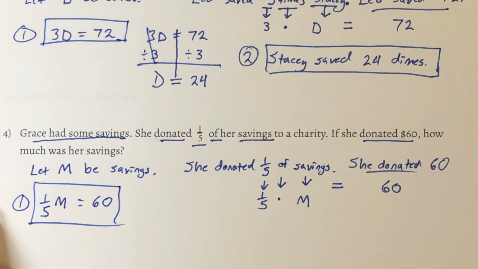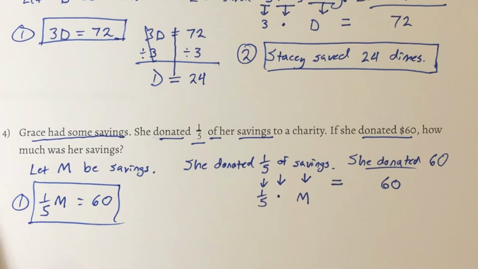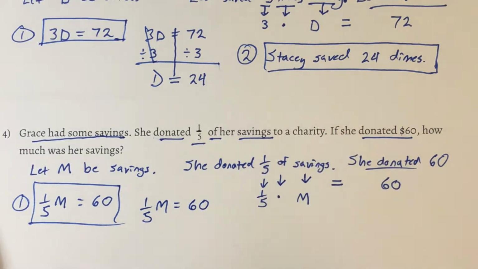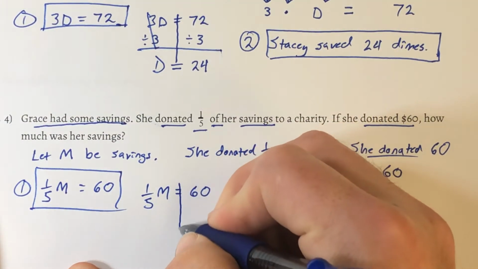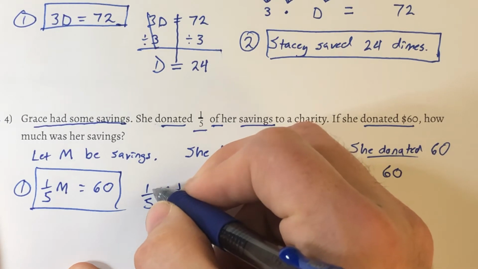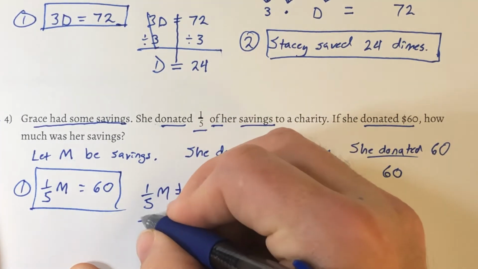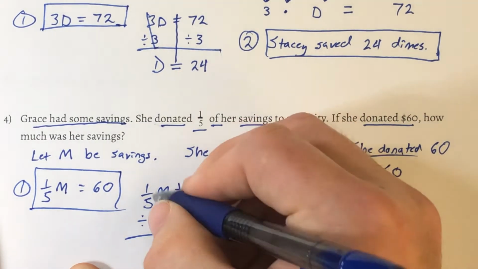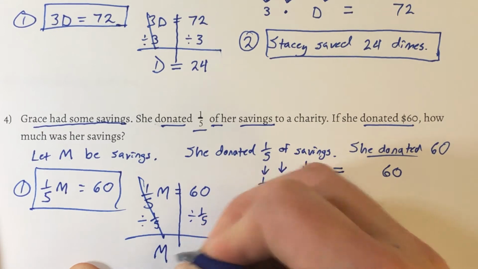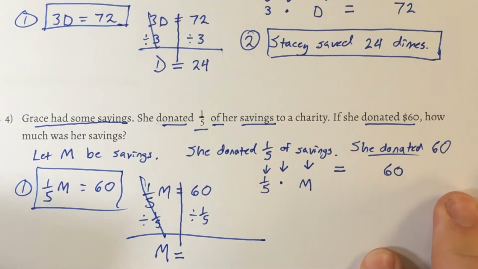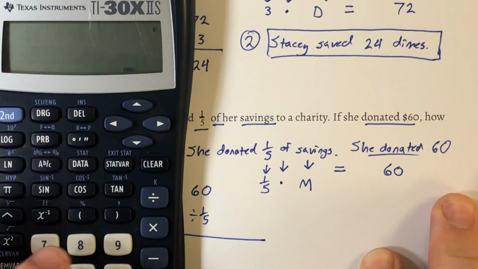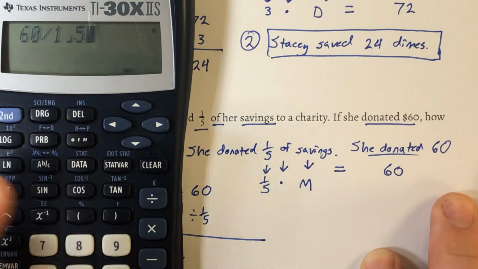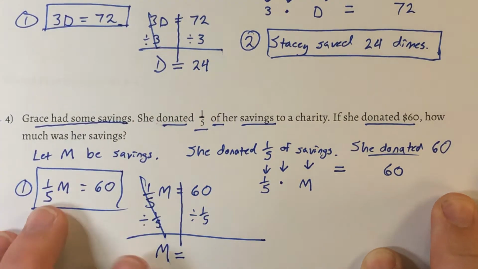That's our answer. All right, now let's show our work separate from our answer. 1/5 M equals 60. I want to isolate and get M all by itself. So they're multiplying by 1/5. So we're going to divide by 1/5 on both sides. The 1/5s cancel, leaving you with M equals 60 divided by 1/5. Pretty sure it's 300. And we get 300.